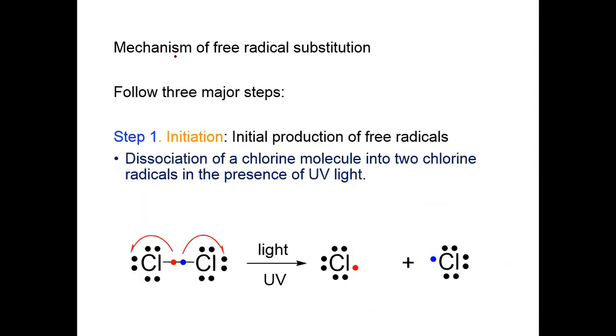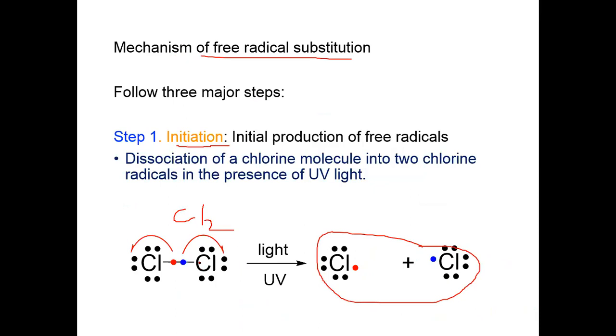Okay, mechanism of free radical substitution. It follows 3 major steps. Okay, the initiation: from Cl2, it will become 2 radicals, like what I did just now. So you have to have this condition, or else the reaction won't occur. Either one, light or UV, heat or UV, either one.